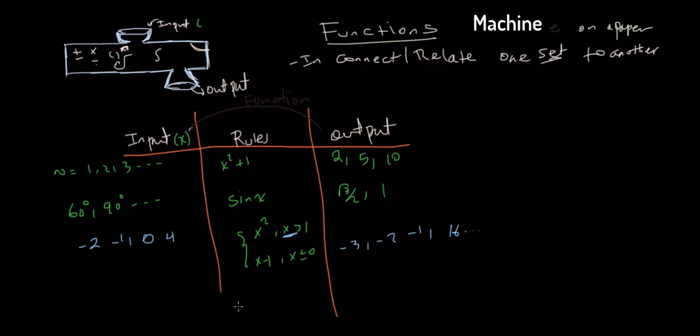Therefore, what makes a function different from a relation is this key. For every input, for every first set, there is exactly one output. This is the key for functions. So let's define it this way. A function is a relation.